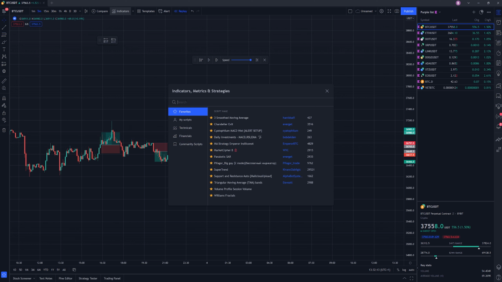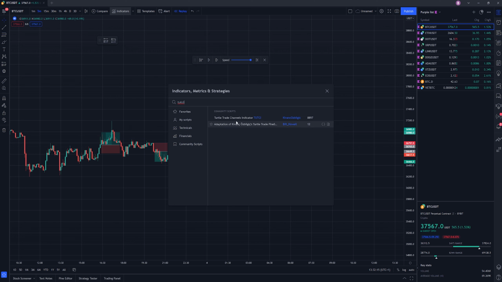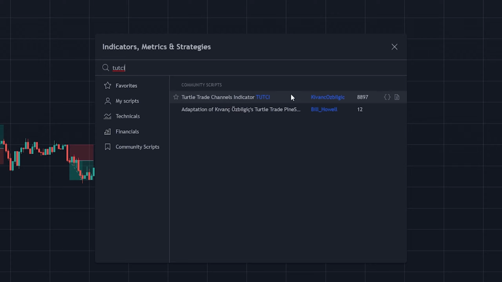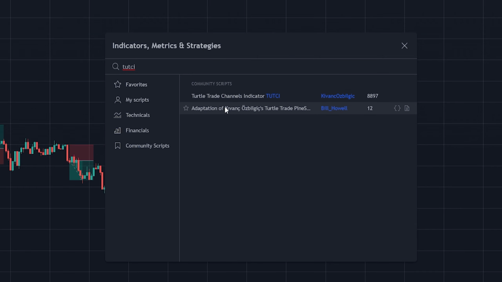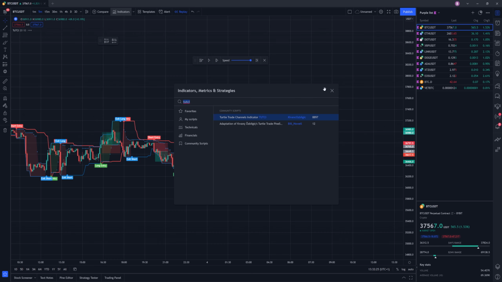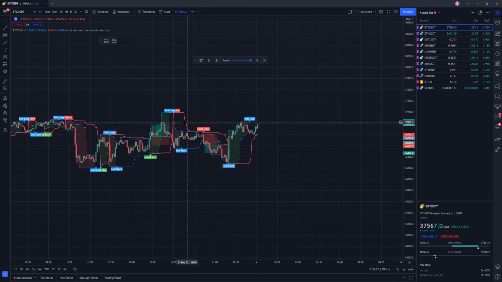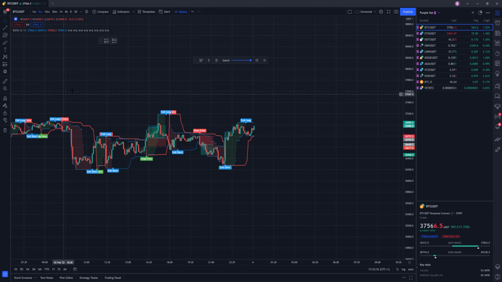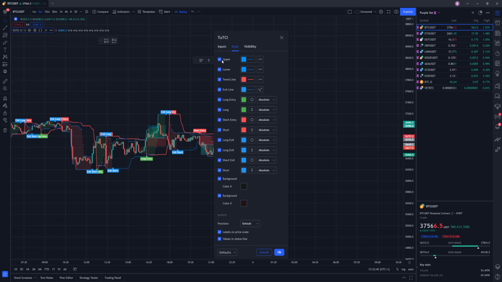But let me first explain what we are going to use. First, we are going to add the TUTCI, that's the Turtle Trade Channel Indicator by Kivan. It has around 9,000 likes, so that's really good. Let's add this one. What we want to do is get rid of a lot of these signals, because it's too much on the screen right now. So I'm going to decrease a lot.